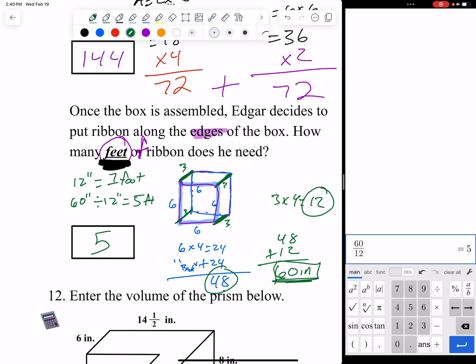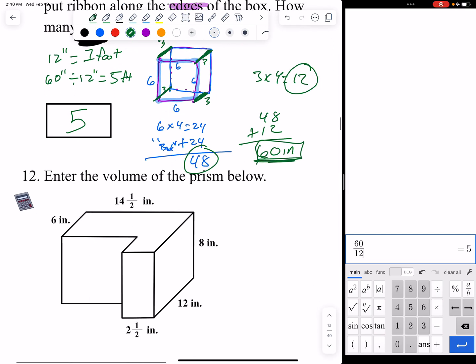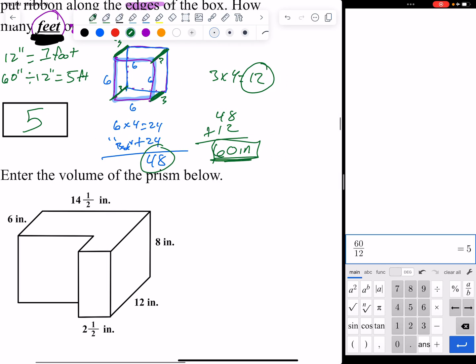All right. That was a crazy one, right? That was a little tough. All right. Enter the volume of the prism below. Again. Okay. So this one, right, you guys have probably seen this one a lot as the area.